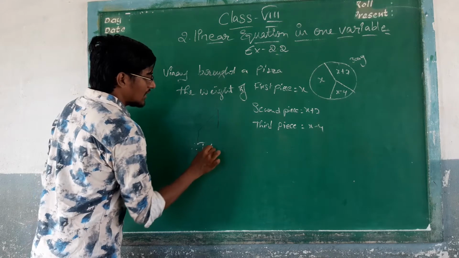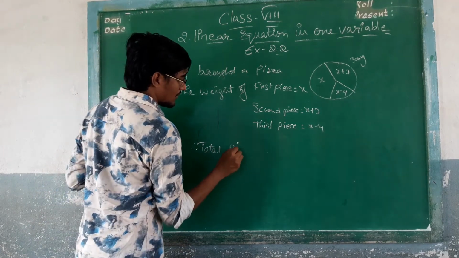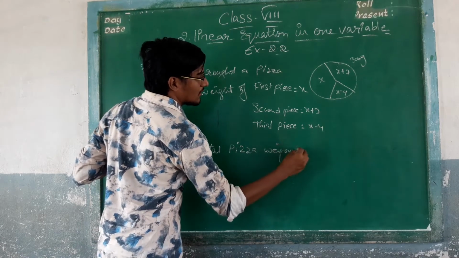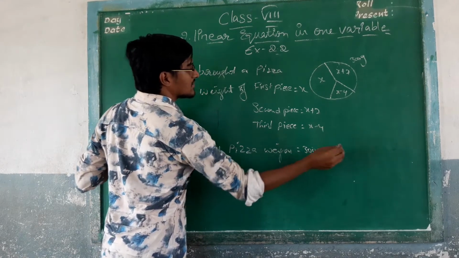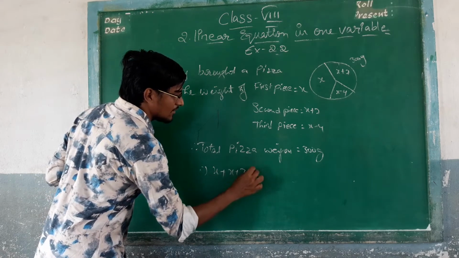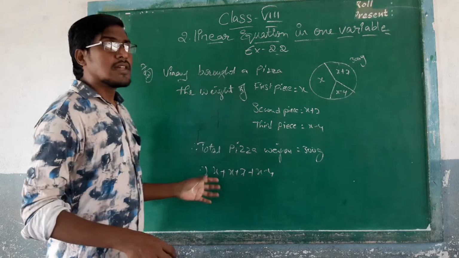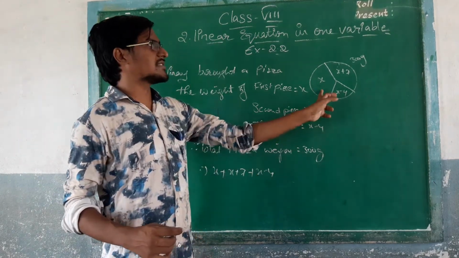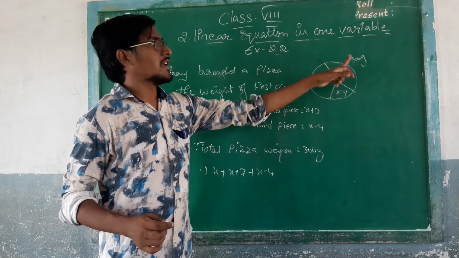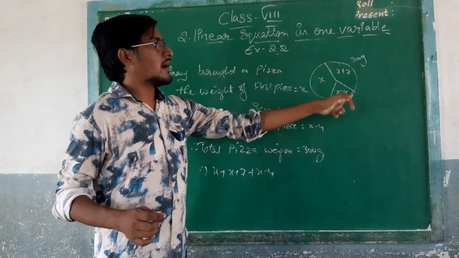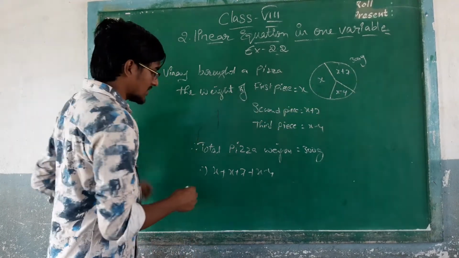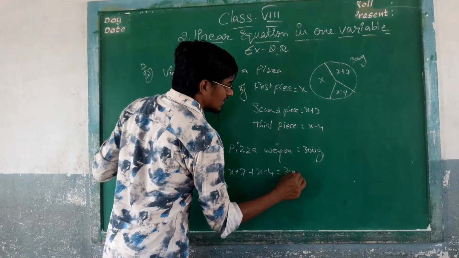Therefore, total pizza weight equal to 300 grams. That implies x plus 7 plus x minus 4. Why? Because the total pizza is cut into three pieces, that is x, x plus 7 and x minus 4. So if we add these three pieces, we will get the 300 grams. So that equal to 300.